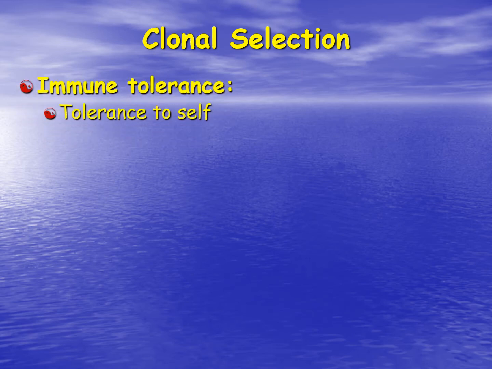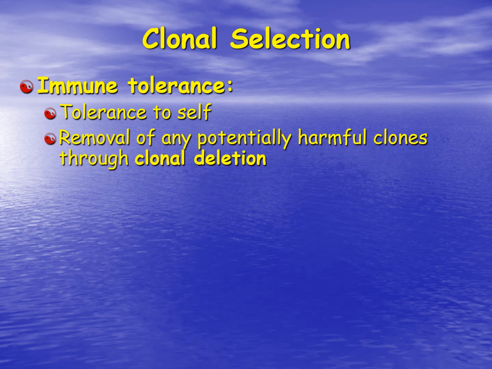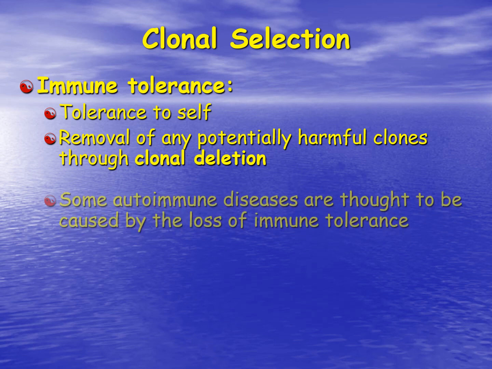Immune tolerance is literally this tolerance of the immune system to our own self-antigens. So that's why any clone of a T cell or B cell must be removed if it has a receptor that could possibly bind to one of our own self markers. And we think this may be one reason why autoimmune diseases then develop.